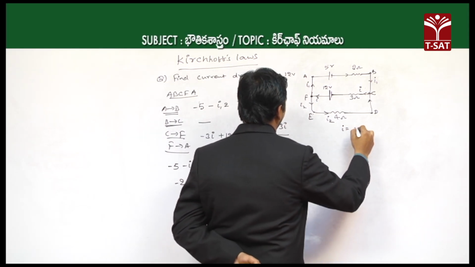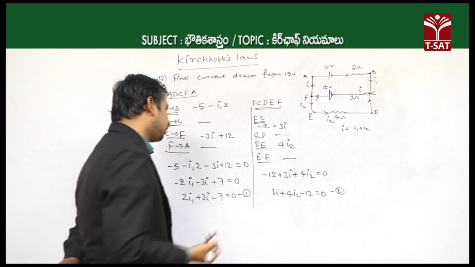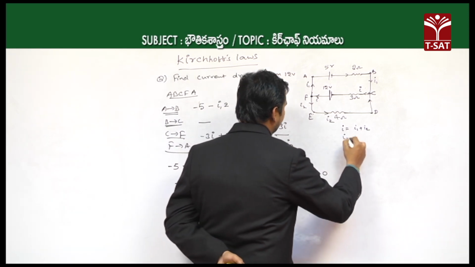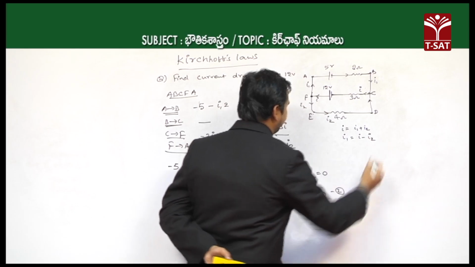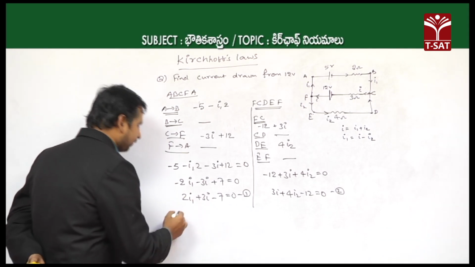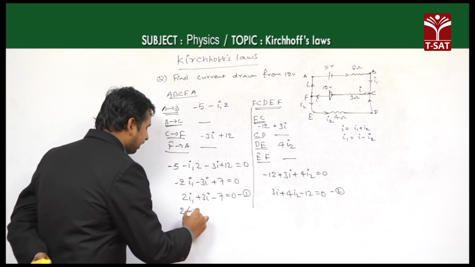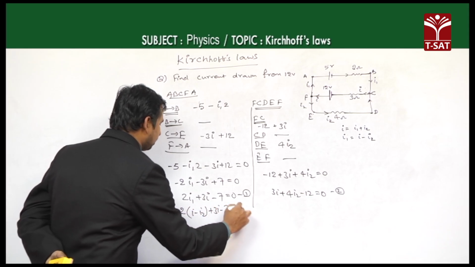Here I is equal to I1 plus I2. Then if you substitute any one of the values here, let us say I1, from this you can write I1 is equal to I minus I2. Then if you substitute I1 is equal to I minus I2 in the first equation, 2 of I1, that is I minus I2, plus 3I minus 7 is equal to 0.